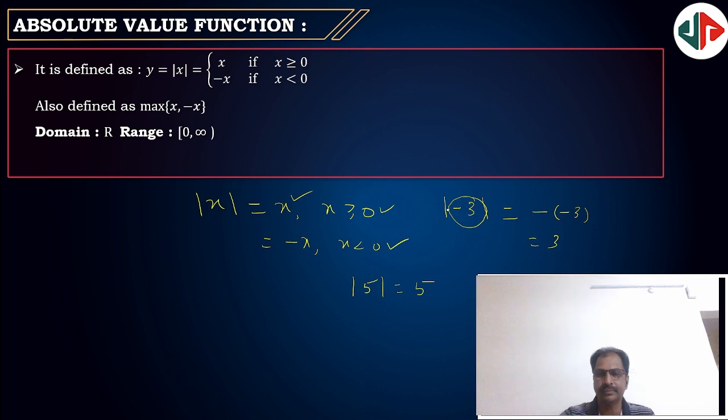So remember, mod x should be written as x when x is greater than or equal to 0 and minus x when x is less than 0. This is the best example. Mod of minus 3. Minus 3 is a number less than 0 and hence you should write minus x, that is minus of minus 3, which is plus 3.